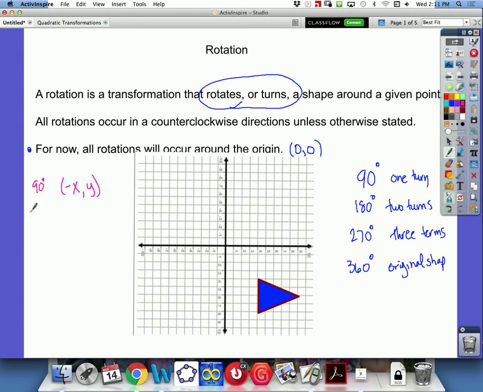Then a 180-degree turn changes both the x and the y. And then a 270-degree turn is going to change just the y. The x stays the same. So if you notice, it's a negative x, y, then a negative, negative, and then a positive, negative. So you may see questions that just say, if you have this point and it turns this many degrees, what are the signs going to do? So you just need to plug it into this to see what they'll look like.